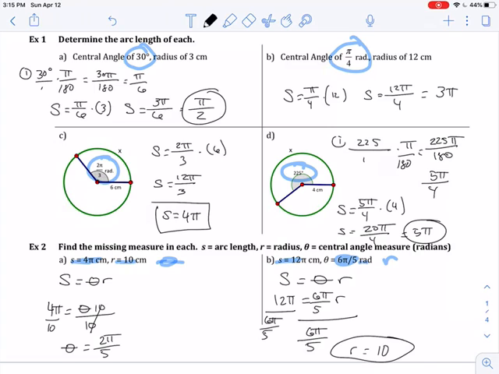Okay, so that is it for day 16 when we were using that center angle and the radius in order to find an arc length.